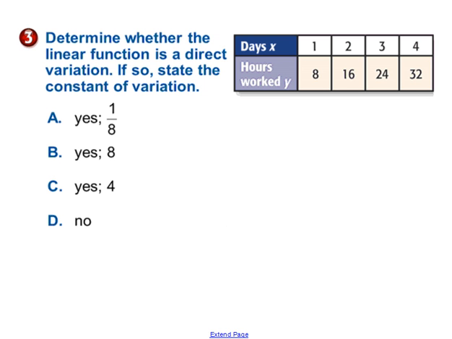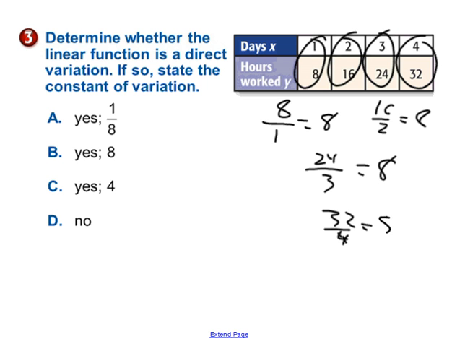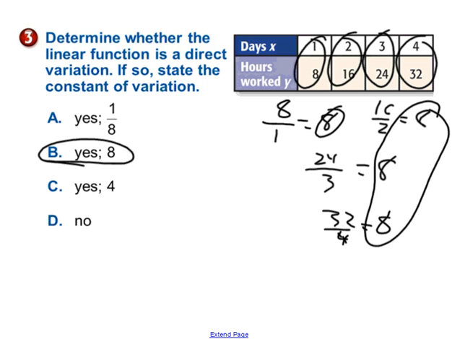Determine whether the linear function is a direct variation. If so, state the constant of variation. Well, again, I check these ratios each time to see if they're the same. 8 over 1 is equal to 8. 16 over 2 reduces to 8. 24 over 3 reduces to 8. And 32 over 4 reduces to 8. So it looks like it is a direct variation, and its constant of variation is 8. So letter B is my correct answer.